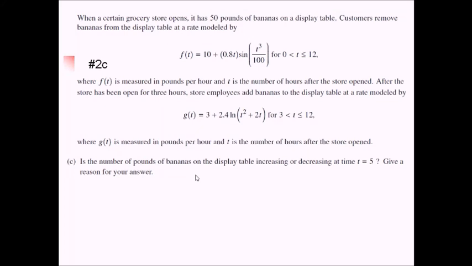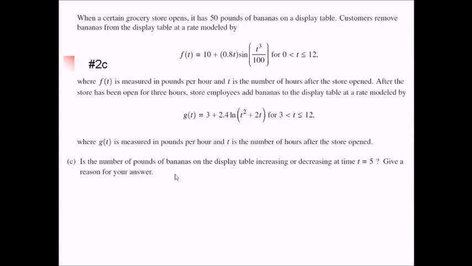For this part of the problem, we want to know if the number of pounds of bananas on our table is increasing or decreasing at time 5. All right, so it would be very helpful if I had a function to describe just the overall rate of change in the amount of bananas. Now, I don't really need this for the first 3 hours, because they said for the first 3 hours, customers are just taking bananas and nobody's putting anything back. But after the store's been open for 3 hours, then we start putting bananas back.